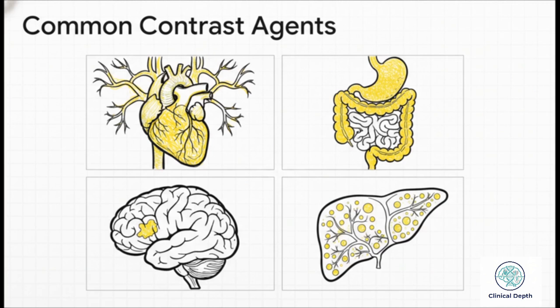Barium sulfate is the go-to for the GI tract. You either drink it or get it as an enema. Gadolinium is the MRI specialist for finding inflammation or tumors. And those amazing microbubbles give us that live-action movie of our blood flow.